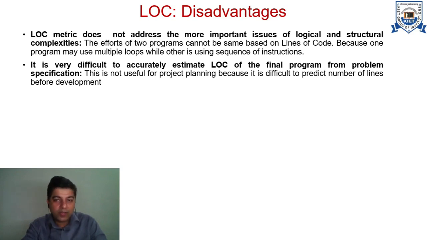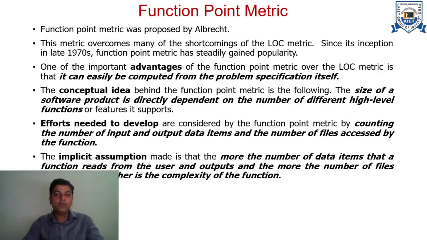That is one very important part, that with LOC metrics we prepare rough estimates, but the actual idea about the final product in terms of its LOC cannot be taken from the initial idea about the requirement specification of the product. Function point metric is the other type of metric after the LOC metric.